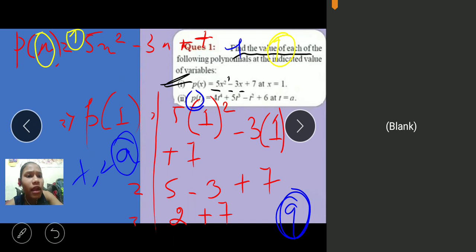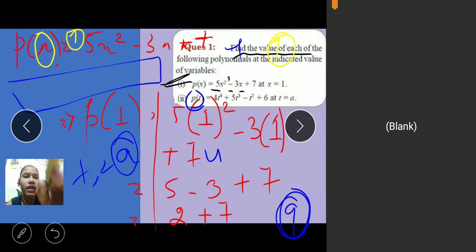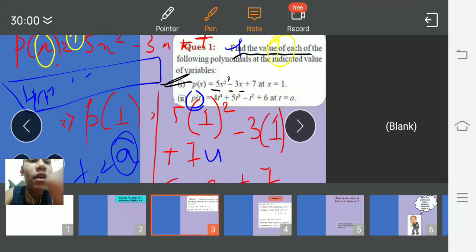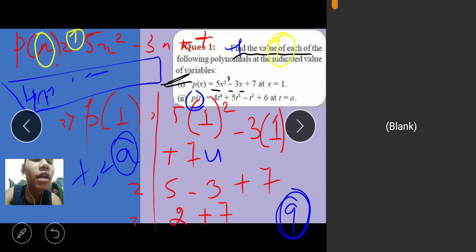Okay, so what will be the answer? The answer should be 4a, raised to the power 4, then plus 5a raised to the power 3, and then a square, then plus 6. That should be the answer that comes.